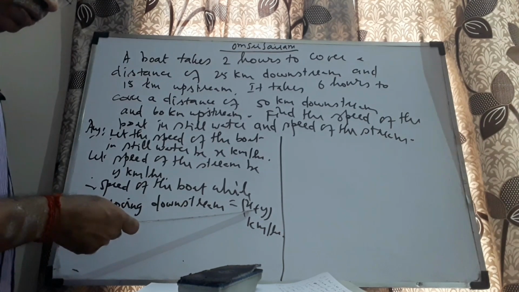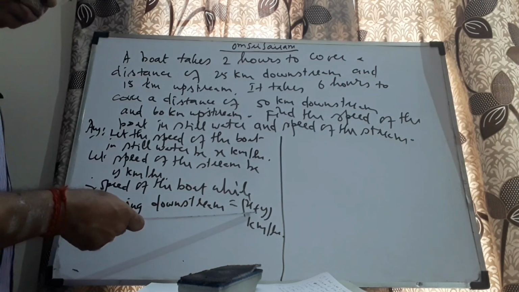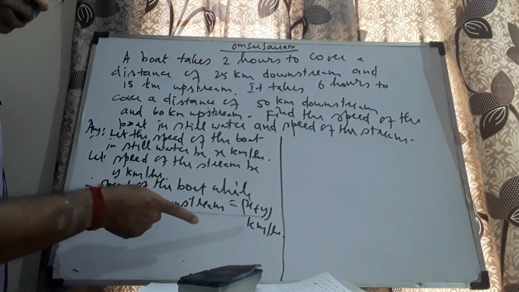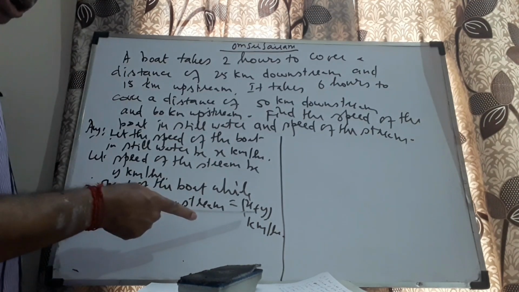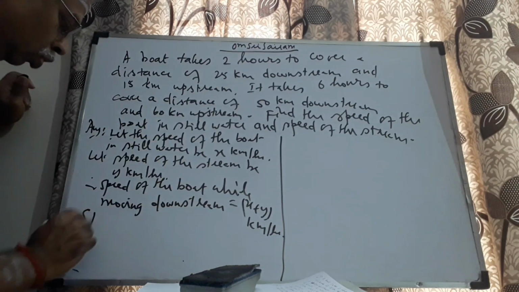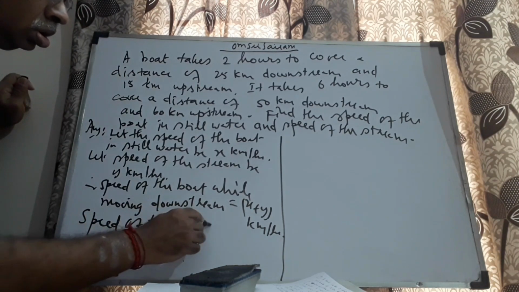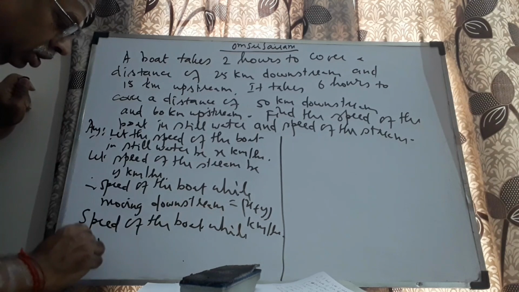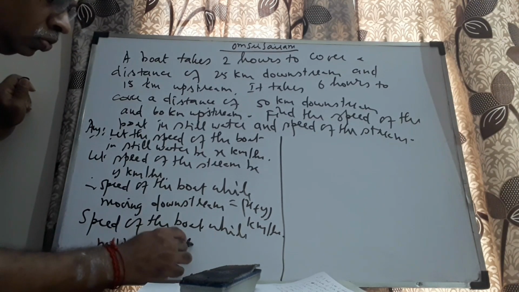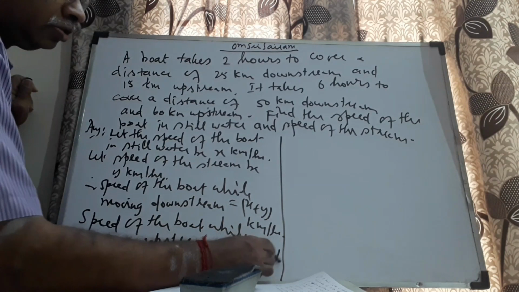This is the speed of the boat in still water, the original speed of the boat. If it moves along with the stream, it will be pushed by the speed of the stream also. Therefore the speed gets increased. It is given by x plus y kilometers per hour. Speed of the boat while moving upstream is equal to x minus y kilometers per hour.